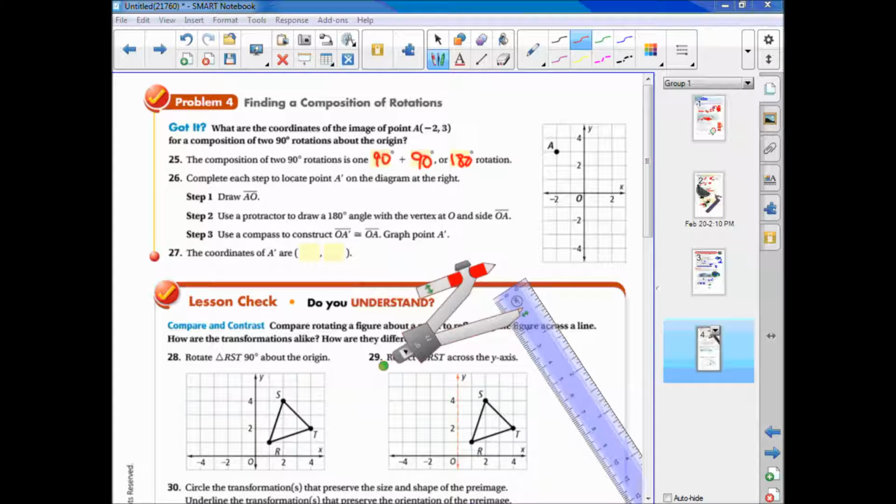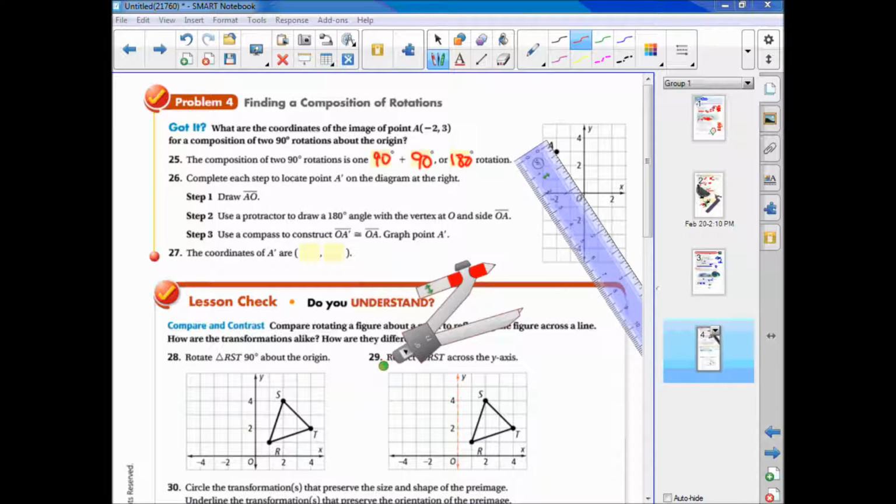Why do two of them? All right, so complete each step to locate point A on the diagram at the right. First, we're going to draw in AO. Okay, so I'm going to put in AO here.